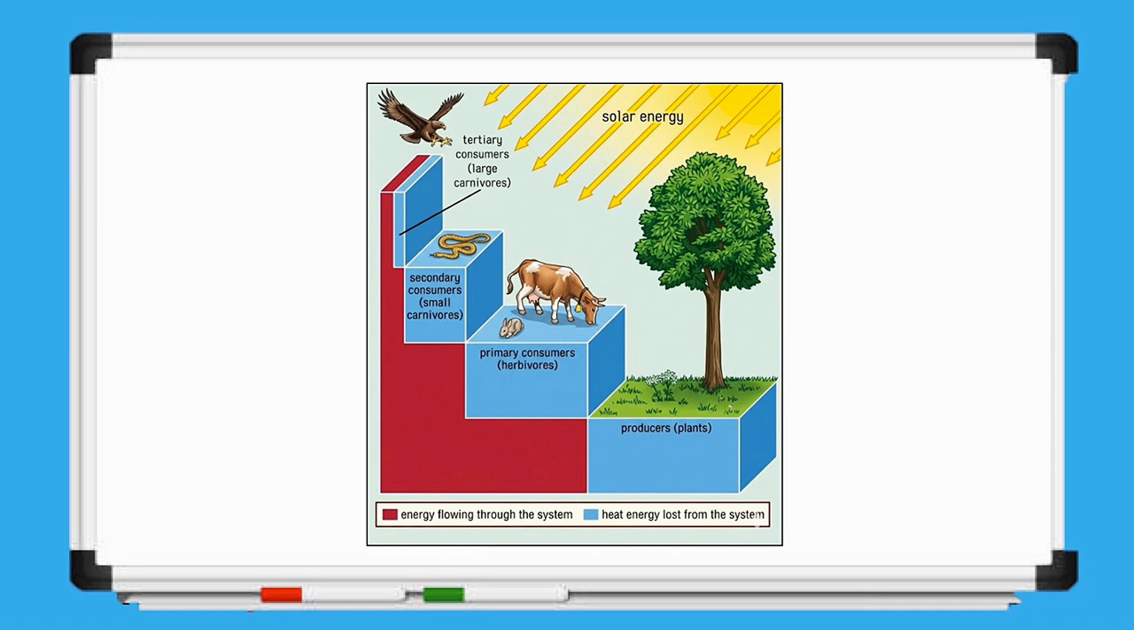Notice that only about 10% of the energy at one trophic level is transferred to the next. The remaining 90% is lost to the environment, mainly as heat produced during respiration, movement, growth, and other metabolic activities. This explains why the amount of available energy decreases at every higher trophic level.